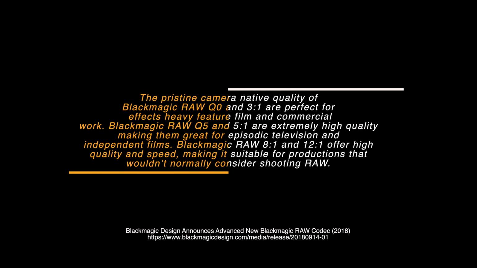BRAW has two methods of encoding: constant bitrate and constant quality. As I was saying, for this project, I used constant bitrate 3:1, but I have to say I looked at all the other compression ratios and I hardly saw any difference between 3:1 and 12:1, even though the data rate was much smaller.